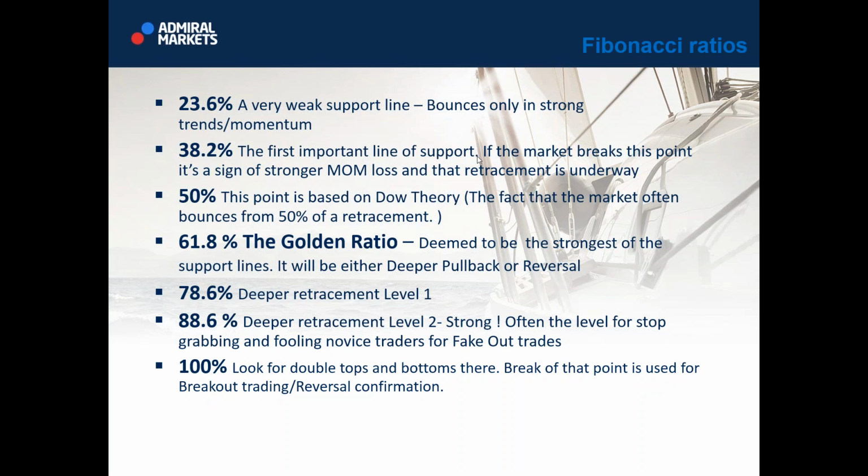38.2 is the first important line of support. If the market breaks this point, it's a sign of stronger momentum loss, and that retracement is underway. So if you see that 38.2 is broken and the price is trying to reach 50, that means that we have a real momentum loss, which is a great thing indeed, because then you're waiting for a positional trade within the boundaries of 50, 61.8 up to 88.6. Okay?